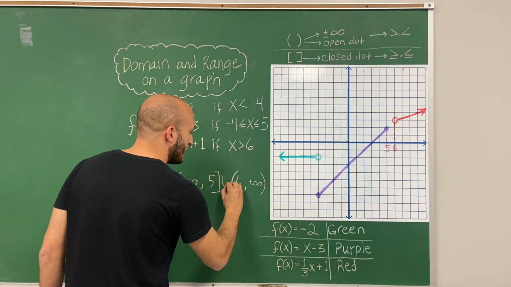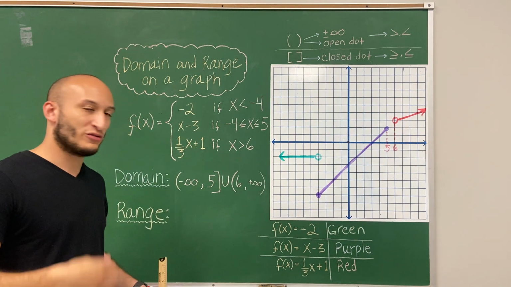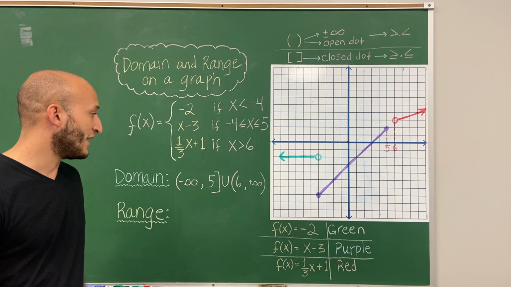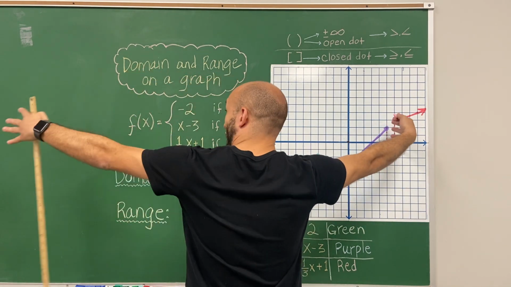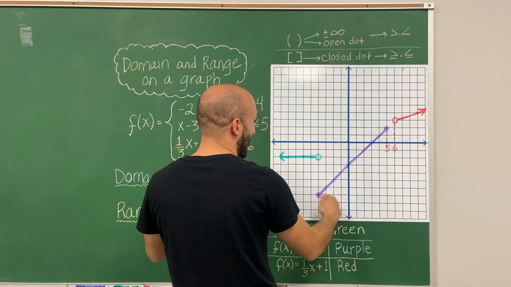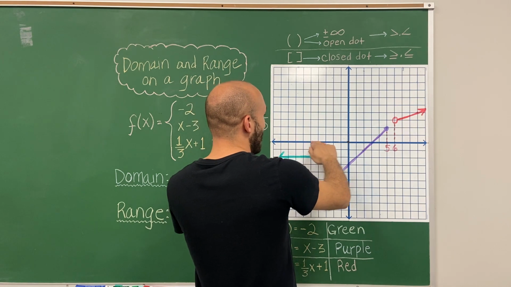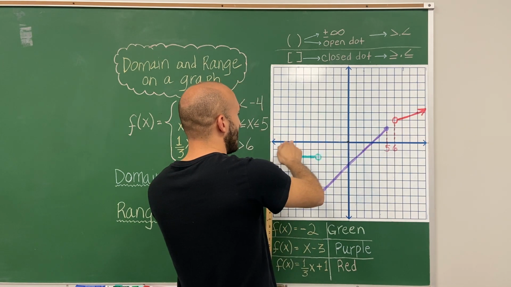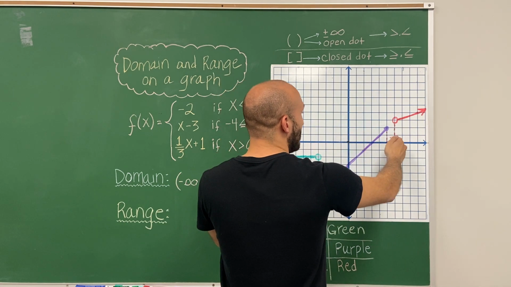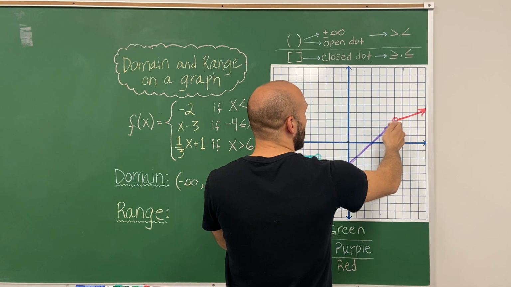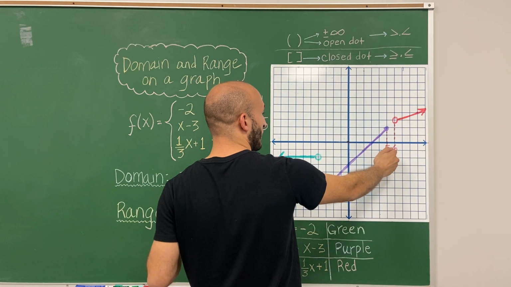Now, between these, we write a U. That U means union, and we'll talk a little bit more about that later. Union is just saying, hey, from negative infinity to 5, I have values on my x. So if I were to go to any point on this x-axis, I will find a graph, I will find a graph, until I get here, where I don't find a graph.